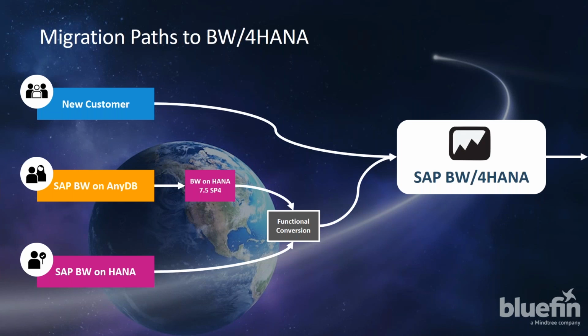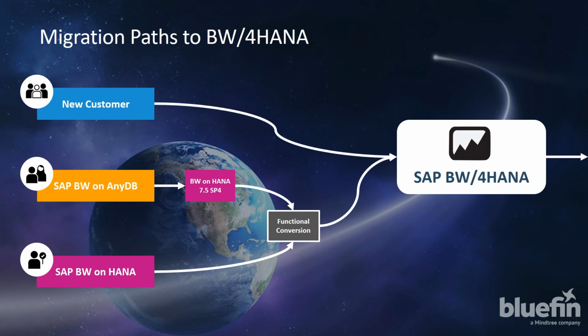Now, if you're an existing customer, it's a little bit more subtle, because this gray functional conversion box looks suitably nebulous. But one thing's for sure, if you are either on BW on any DB or on BW on HANA, you need to move to at least BW 7.5 SP4, because that activates all of the BW for HANA prep reports. It'll tell you how close to compliance you are, and it might be 100 objects, or it could easily be 10,000 objects.